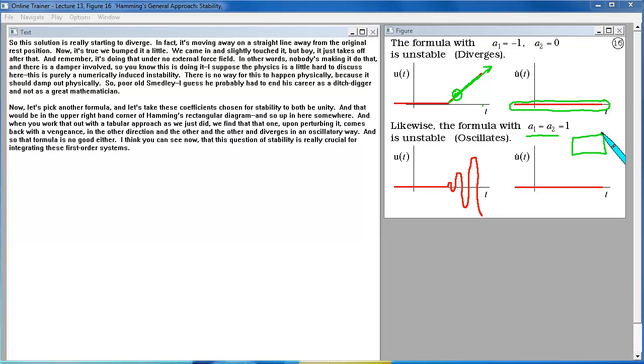And when you work that out with a tabular approach as we just did, we find that that one, upon perturbing it, comes back with a vengeance in the other direction, and the other, and the other, and diverges in an oscillatory way. And so that formula is no good either. I think you can see now that this question of stability is really crucial for integrating these first-order systems.